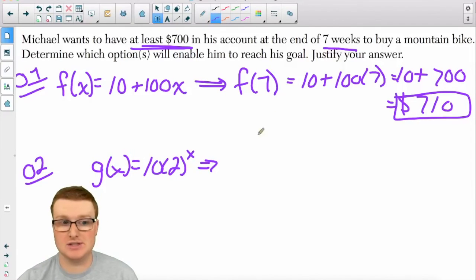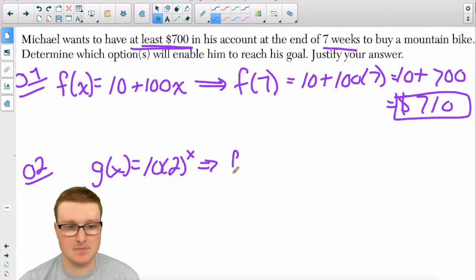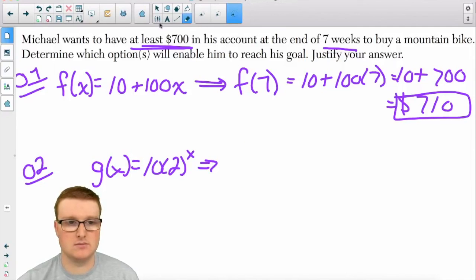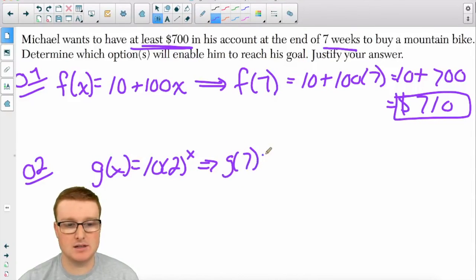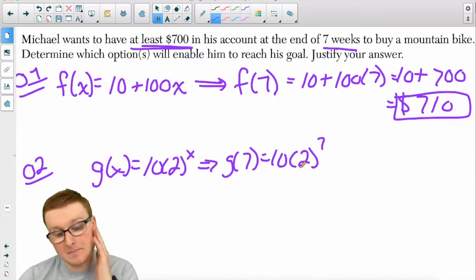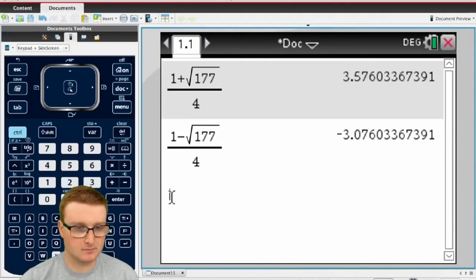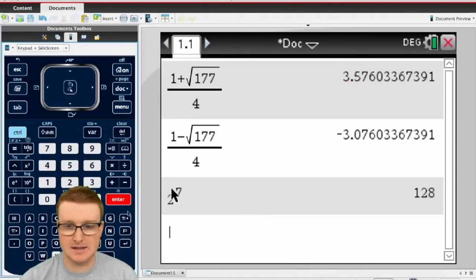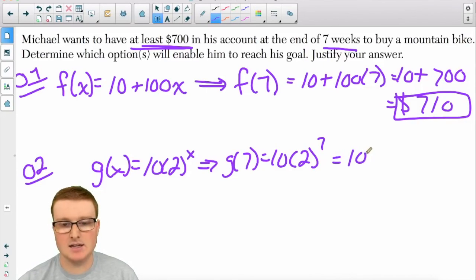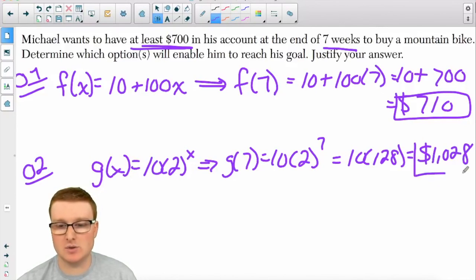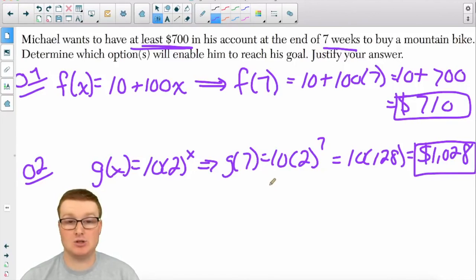Let's go ahead and plug in the number 7. So we get g of 7 is equal to 10 times 2 to the 7th power. Okay? 2 to the 7th power is the number 128. So we just take 10 times 128. That will give you an amount of $1,280. So he has a lot of money if he picks option 2.